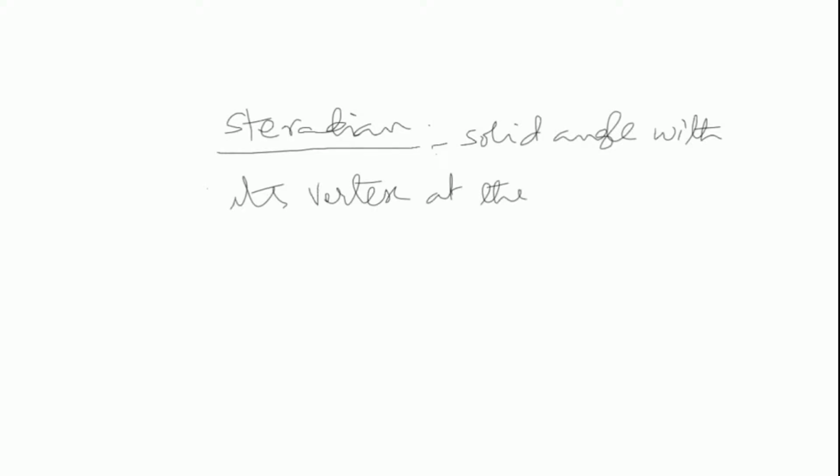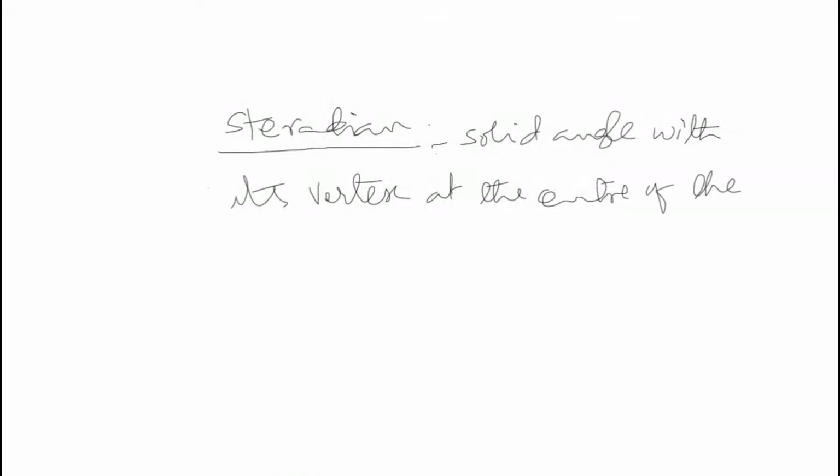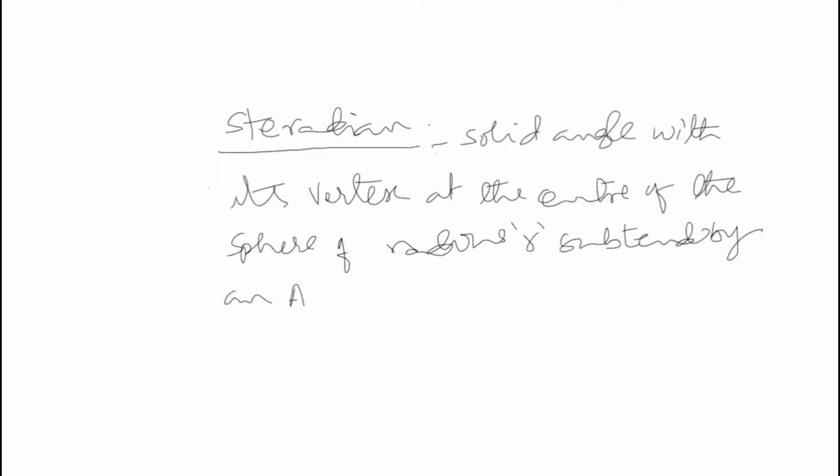Steradian is a solid angle with its vertex at the center of the sphere of radius r, subtended by an area whose area is equal to r square.